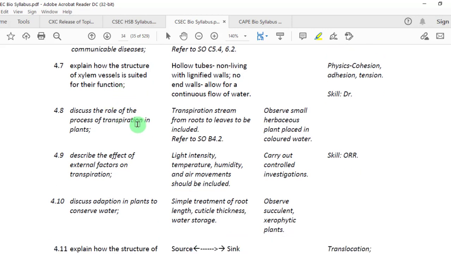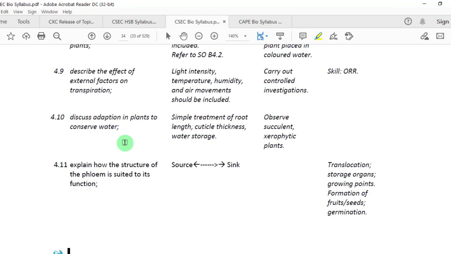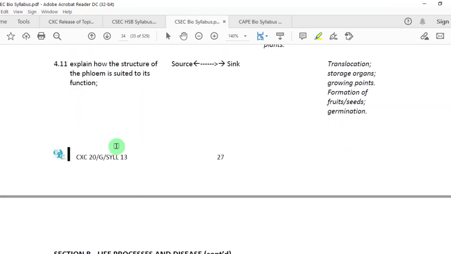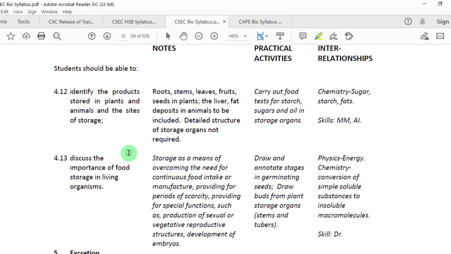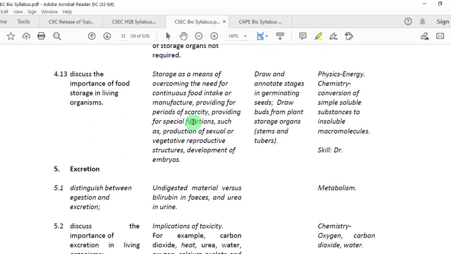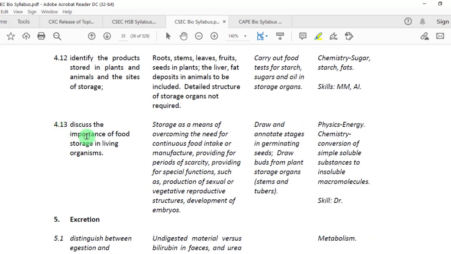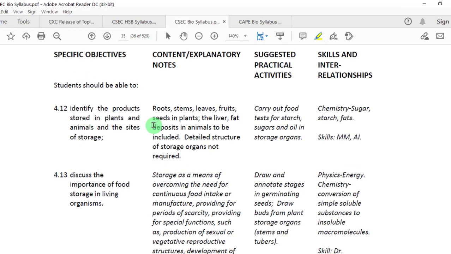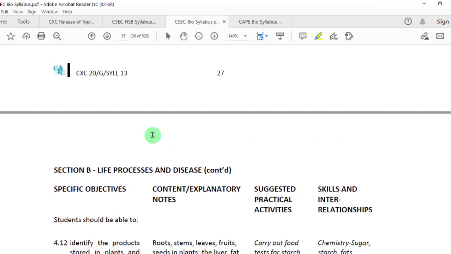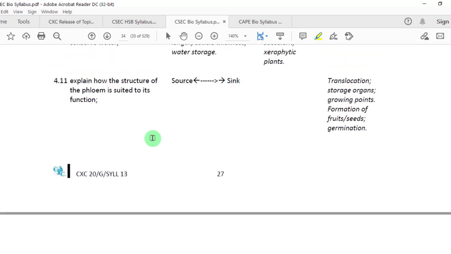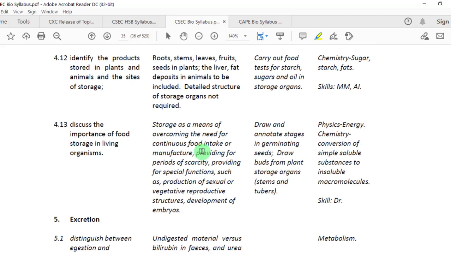You would have to know about transport not just in humans, but also in plants. So you're looking at the xylem, transpiration, conservation of water, phloem, a lot of stuff to cover. So all of this, even food storage. Anything with objective 4 point whatever would be your transport objectives to study. So that's it for transport.